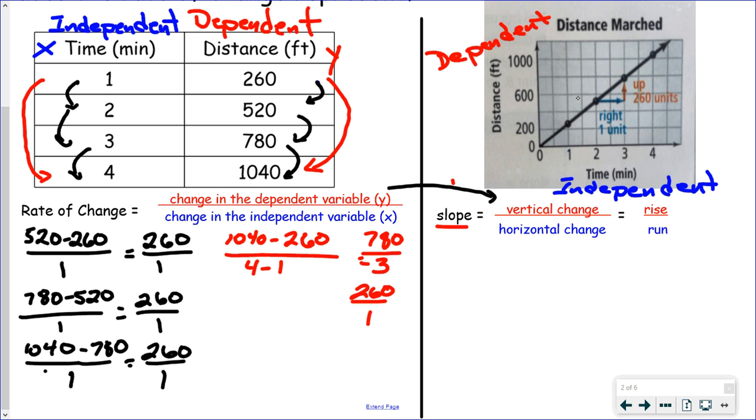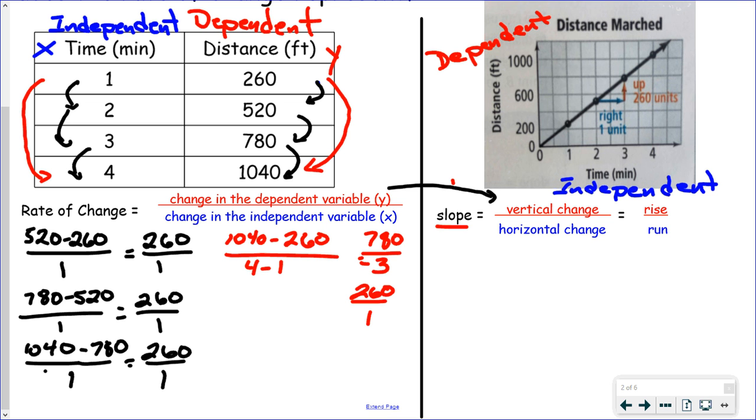So pick 2 points on the graph. And so we're going to pick this point here and this point here. And the vertical change is 260. So this point here represents the, let's see, the 520. So it went from 520 up to 780. So that's a change of 260. And then the horizontal change is it went from 2 to 3. So that's a change of 1.